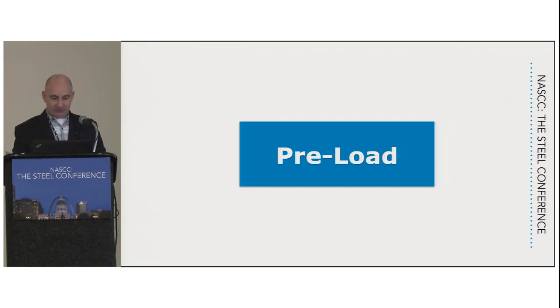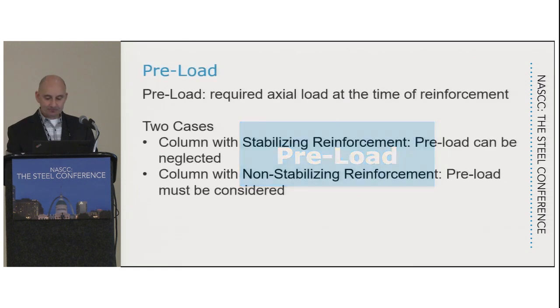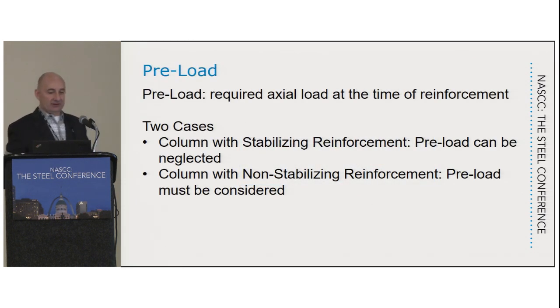Okay, now we can move on to the preload. First off, this can get a little bit confusing, so I really need to talk about the two different cases for preload. Preload is the load that's on the column at the time that you reinforce it. So you've got a load on there when you reinforce that column, and the reason for reinforcing is that you're trying to add load. So after the reinforcement's added, you're going to add load to it then. So I guess you've got preload and postload on the column.